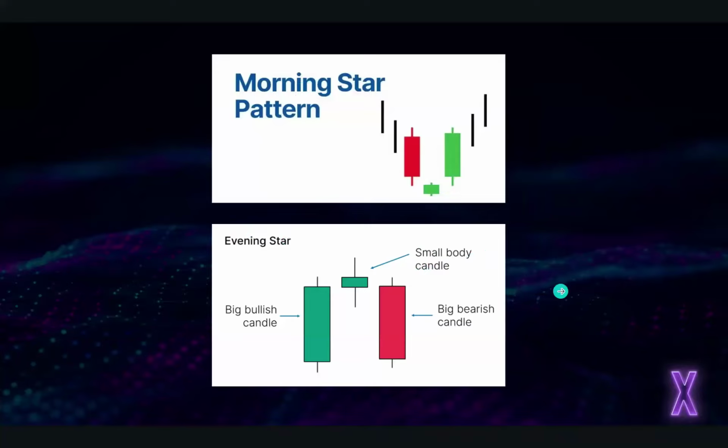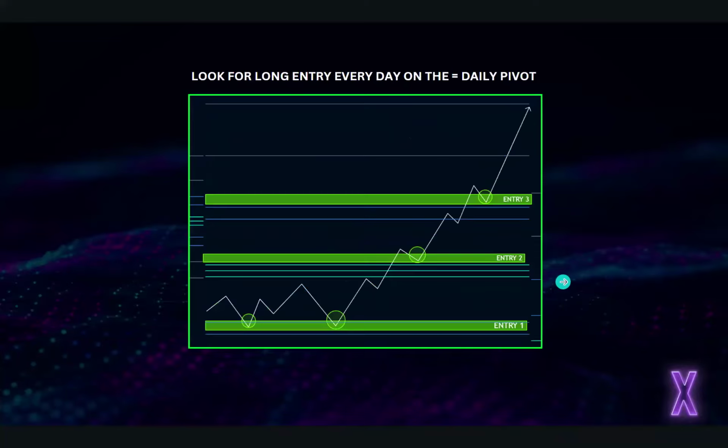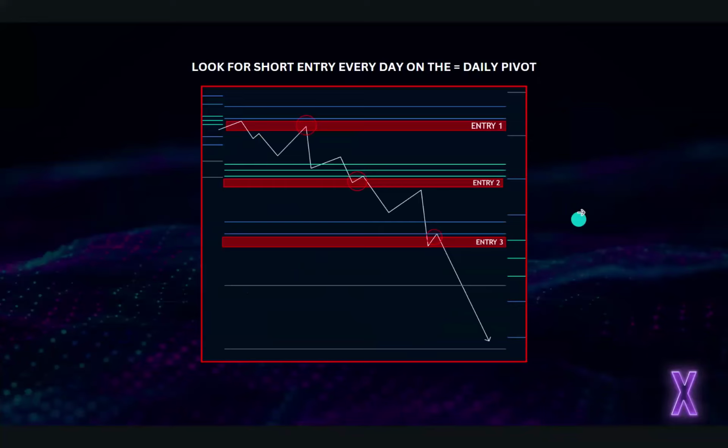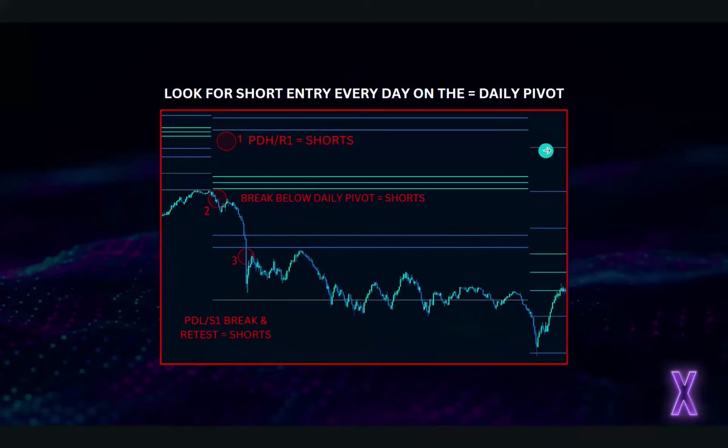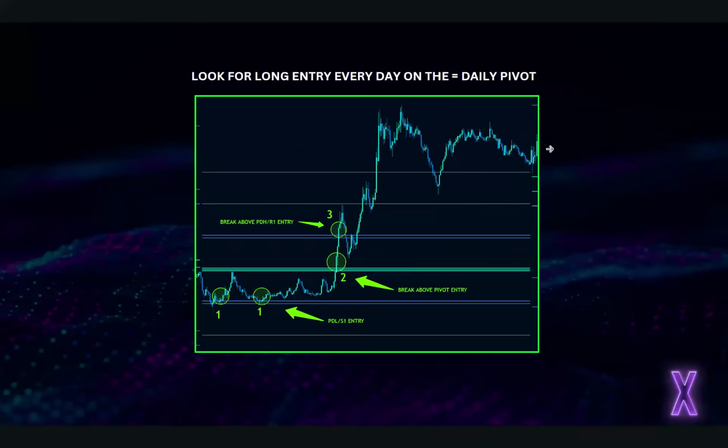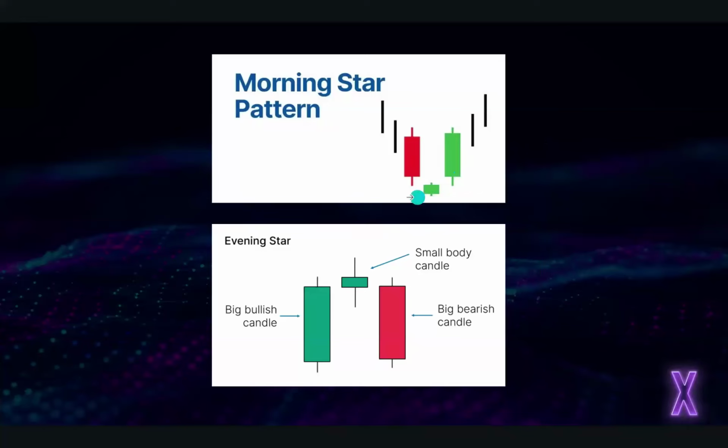So for the evening star, we will be looking for our short positions. And I'll come and show you over here. If price gets to entry number 1, we're looking for the evening stars. If price breaks below entry number 2 and retests over here, we're looking for the evening star. So basically, all we want to do as an extra confluence is look for the morning star for our longs in the certain long key level areas, and the evening star will be located in the certain short key area levels, which I've marked out clearly for you.